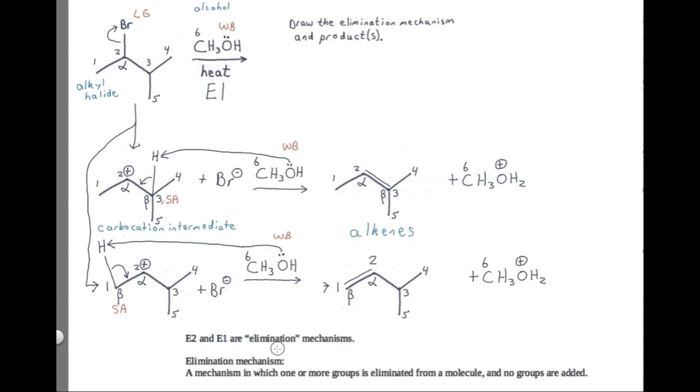What is an elimination mechanism? An elimination mechanism is defined as a mechanism in which one or more groups is eliminated from a molecule and no groups are added. So do you see how E1 fits that definition? Do you see that in E1, two groups are eliminated and no groups are added? The two groups that are eliminated are the leaving group and the beta hydrogen.